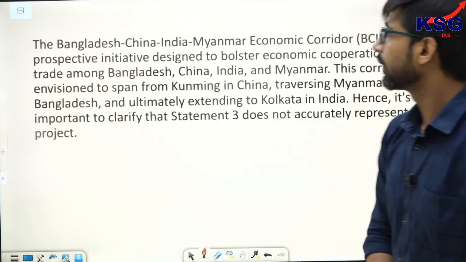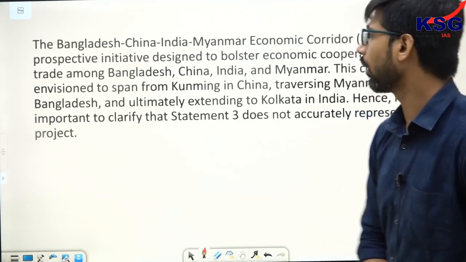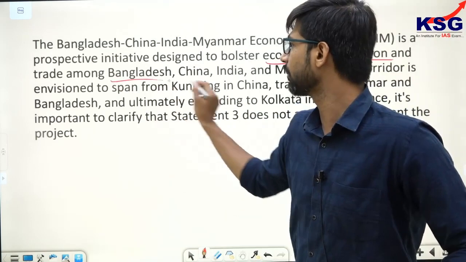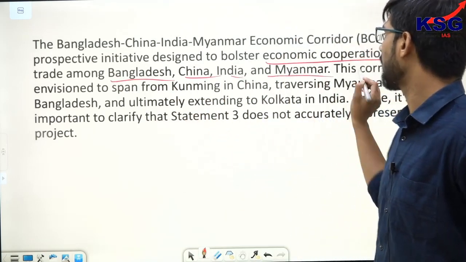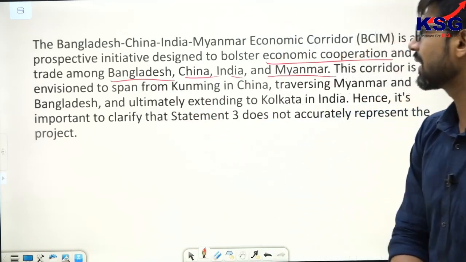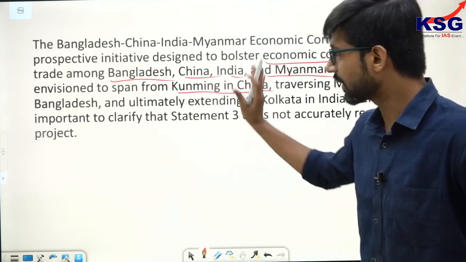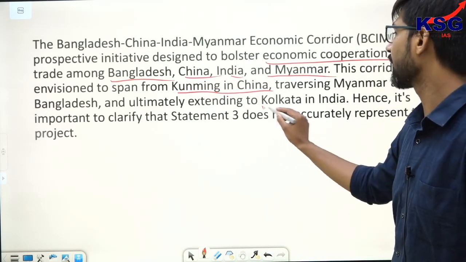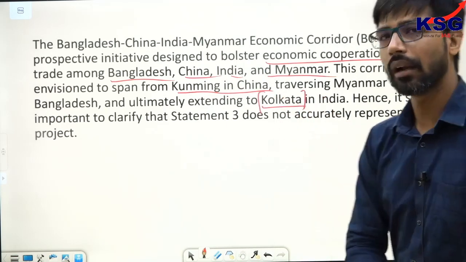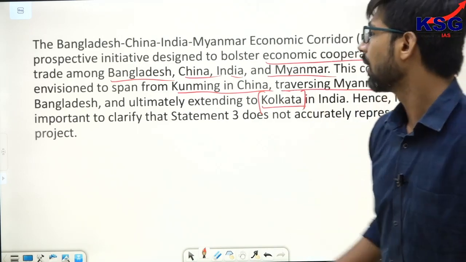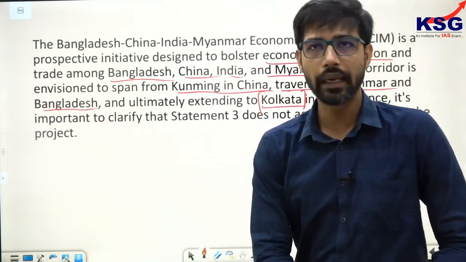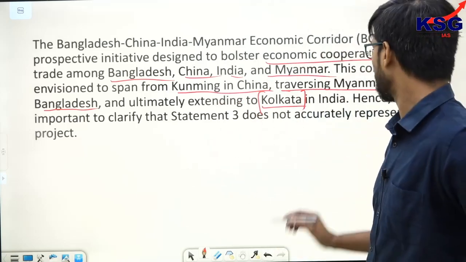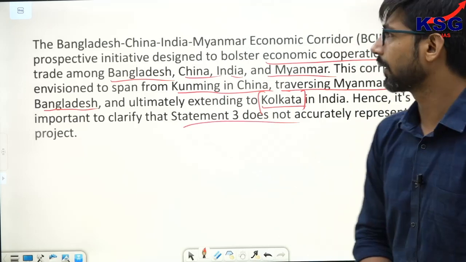Last statement, the Bangladesh, China, India, Myanmar Economic Corridor. This is a very important corridor to bolster economic cooperation and trade among the countries, Bangladesh, China, India as well as Myanmar. 4 countries in total, BCIM. This is envisioned to span from Kunming in China. This is there in the statement, but it is not going to end in Varanasi, but rather in Kolkata, which is the capital of West Bengal in India. It is going to traverse through Myanmar and Bangladesh and finally culminate in Kolkata in India. That is why the third statement is incorrect, because it's written Varanasi there, but the correct answer is Kolkata. Hence, the third statement also is incorrect. None of those statements are correct.